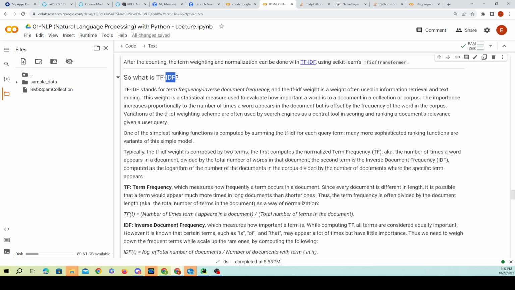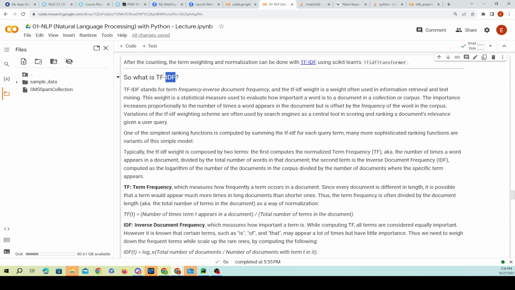One word, a comparison to the whole picture. The importance increases proportionally to the number of times a word appears in the document, but is offset by the frequency of the word in the corpus. Variations of the term frequency, inverse document frequency, weighting scheme are often used by search engines as a central tool in scoring and ranking a document's relevance given the user query. One of the simplest ranking functions is computed by summing the term frequency, inverse document frequency for each query term. Many of the more sophisticated ranking functions are variants of this simple model.